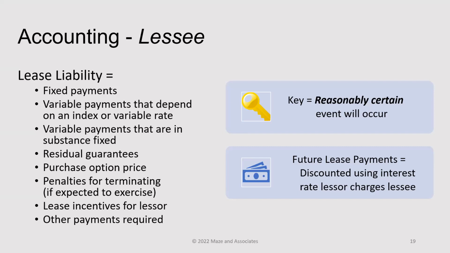And the last 5 components shown here on the left of this slide, starting with the residual value guarantees through the other payments, should be included in the calculation only if you're reasonably certain that the event will occur. A residual value guarantee is a promise made by the lessee that the lessor can sell the leased asset at the end of the lease for a guaranteed amount. The others are the exercise price of the purchase option, payments for penalties for terminating the lease if the lease term reflects the lessee exercising an option to terminate the lease, or a fiscal funding or cancellation clause.